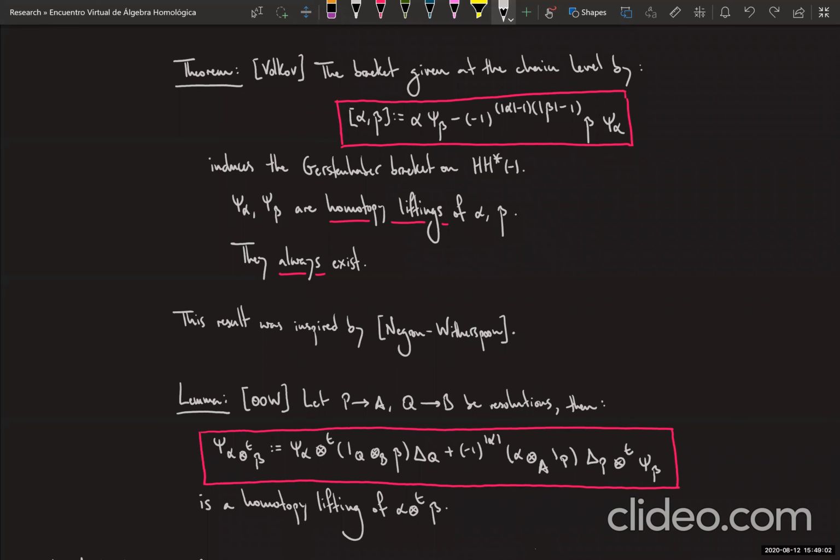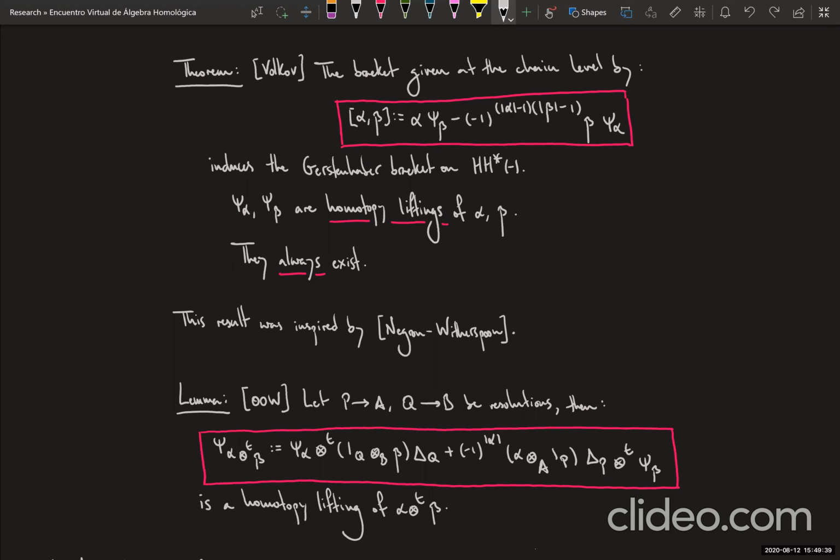It is notoriously difficult to compute the Gerstenhaber bracket, but having such a specific and explicit formula is quite amazing. I must say that this result was inspired by work of Nguyen and Witherspoon, who earlier in 2016 did similar work concerning specific cases of these homotopy liftings where they focus on Koszul-like resolutions.